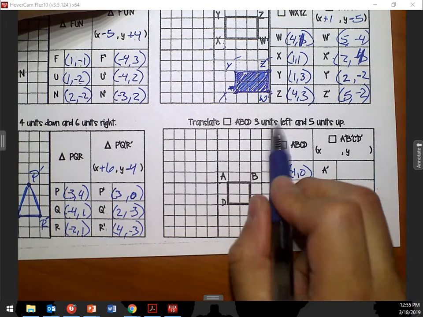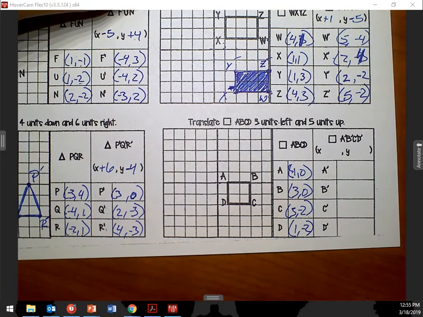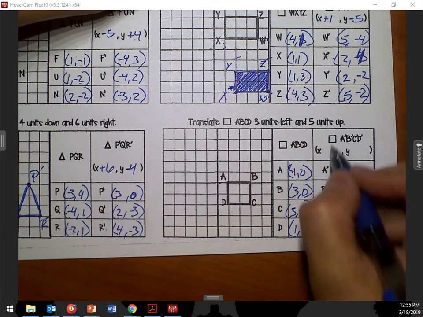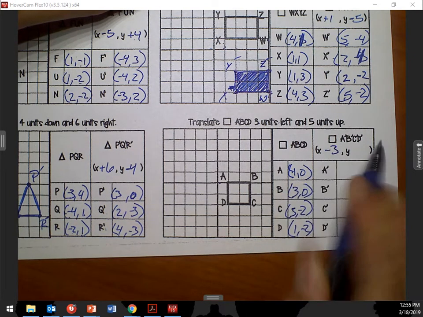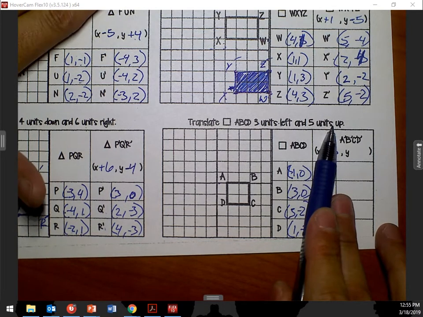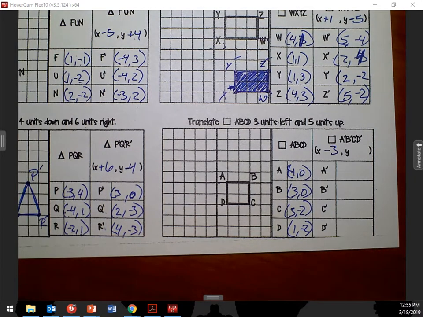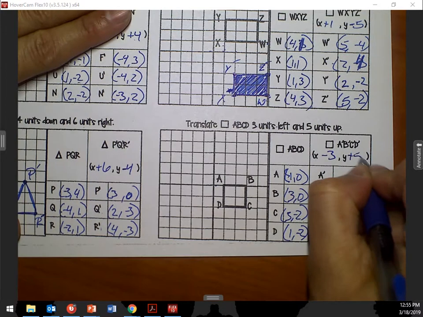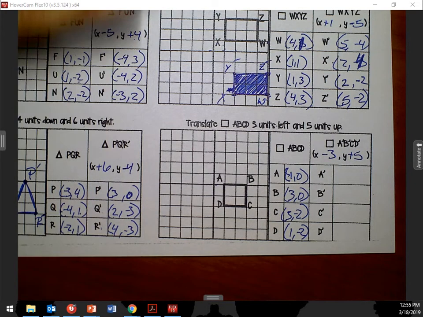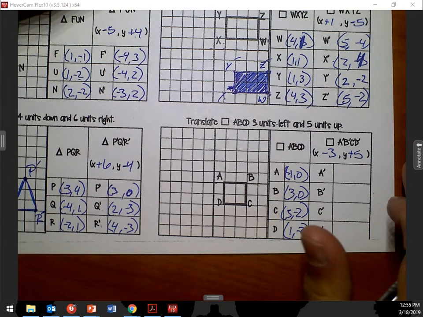It says 3 units to the left, so what am I doing? You're minus 3. Which one's minus 3? X. X minus 3. Very good. And it says you're adding 5 units up. What do I put there now? You're adding the 5. So what do I write? Plus 5. Y plus 5. Not plus 1. Plus 5.